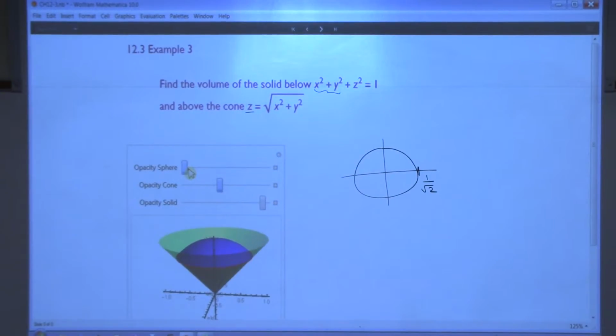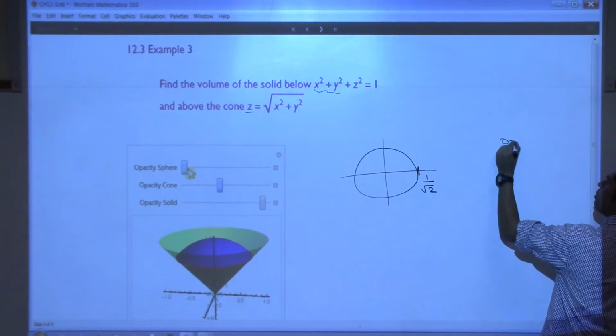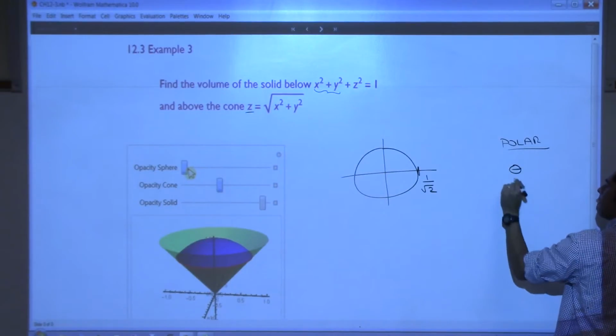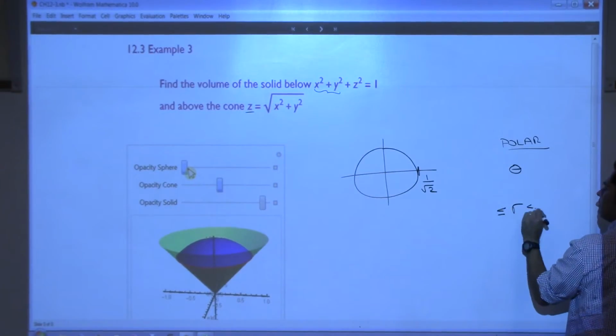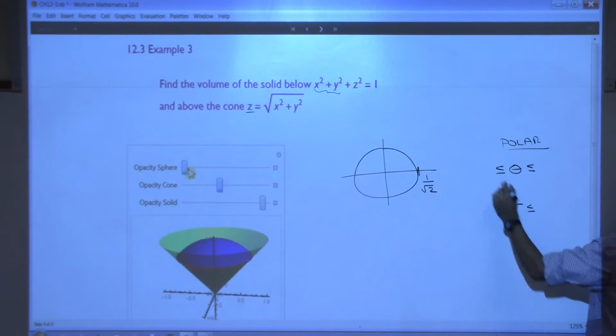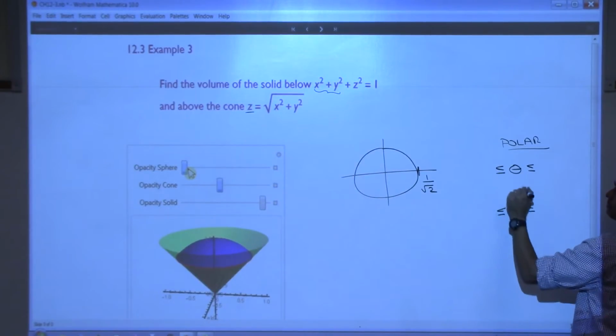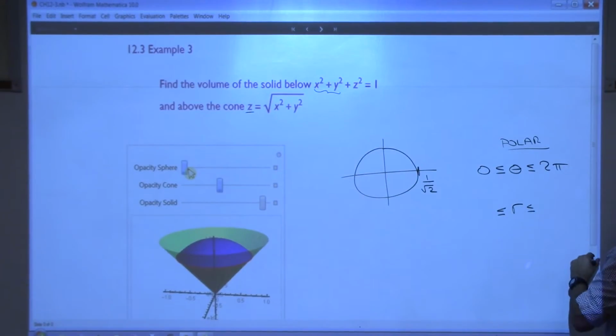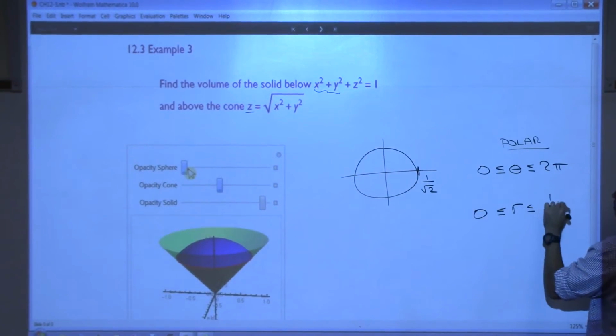All right, polar region. As a polar region, theta is going between 0 and 2 pi, and r is going between 0 and 1 over root 2.